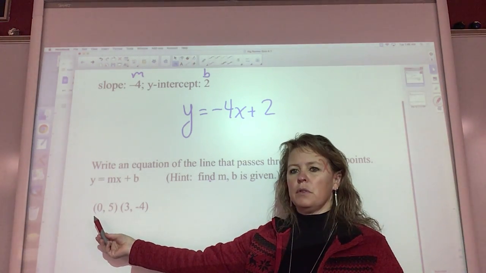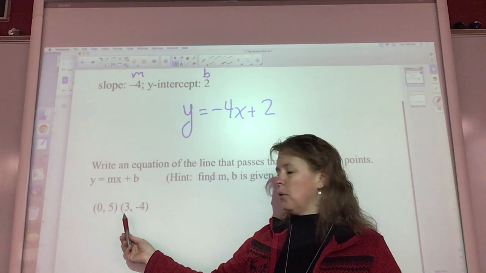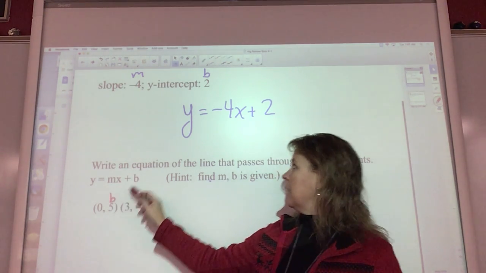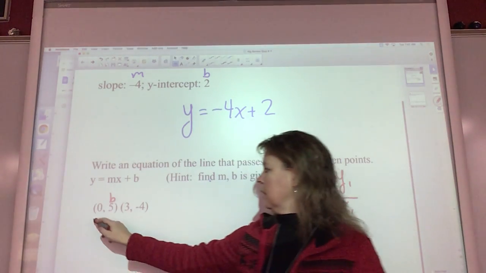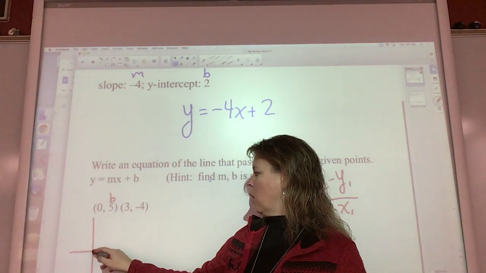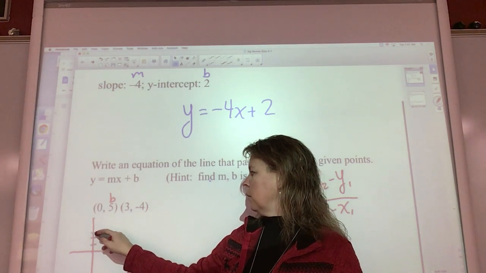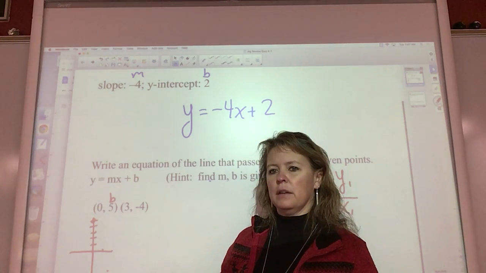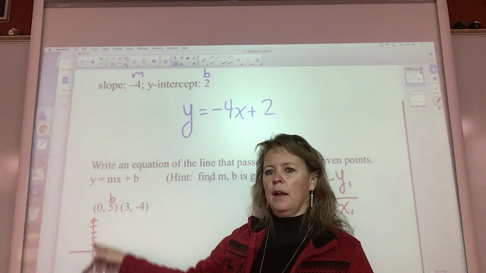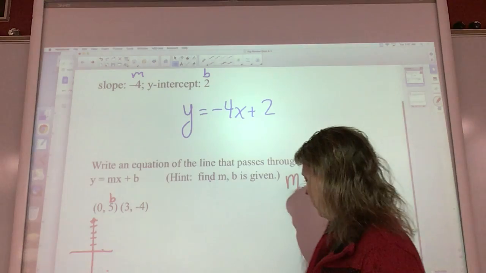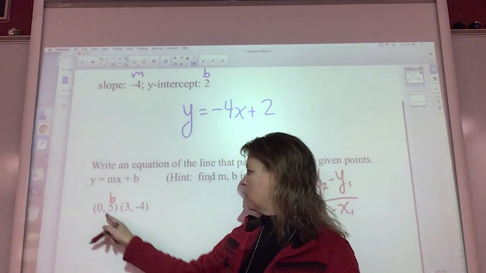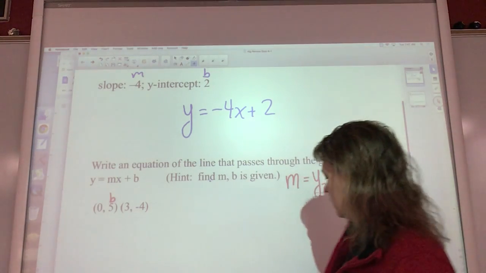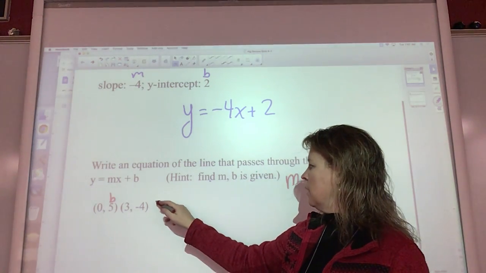Of these 4 numbers, you've got 0, 5, 3, -4. The reason that you know that this is b is because it's a y-intercept. And a y-intercept means it went over 0, up 1, 2, 3, 4, 5. It can't be over 3, down 4. That's not an intercept. It has to be an intercept. And you can find an intercept quicker than graphing just by looking at the problem, which one has a 0 for the x value. X value has to be 0. So we have b. We need to find m.